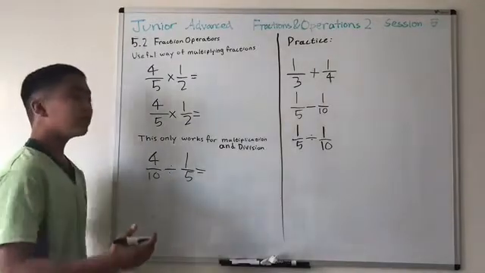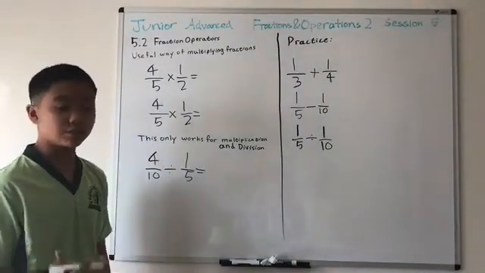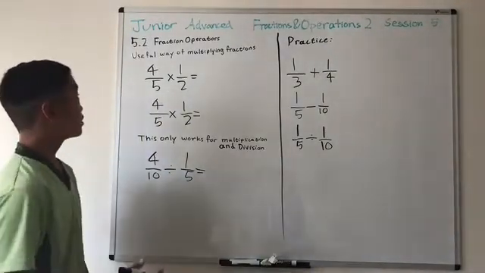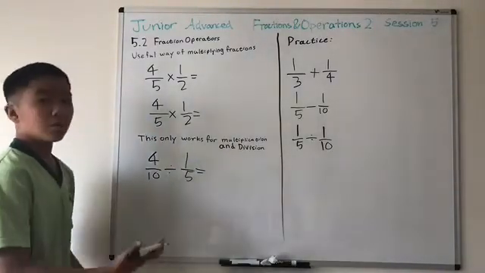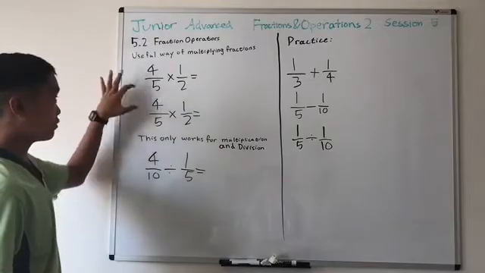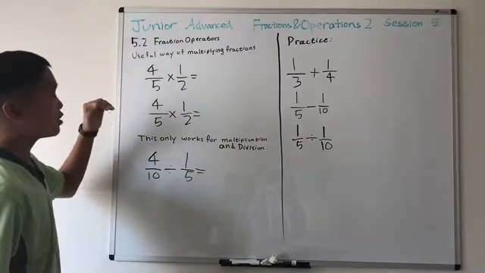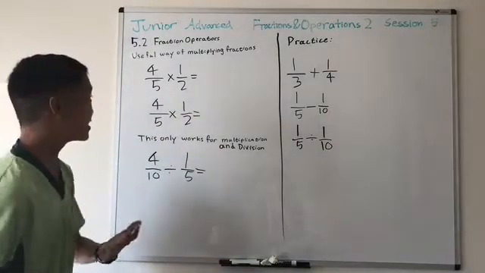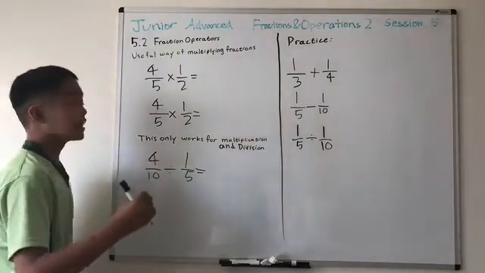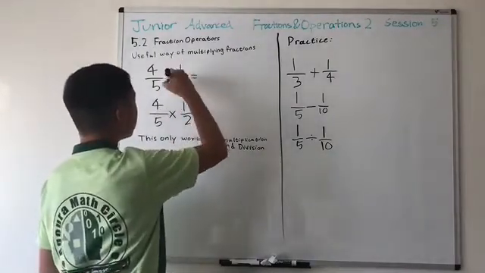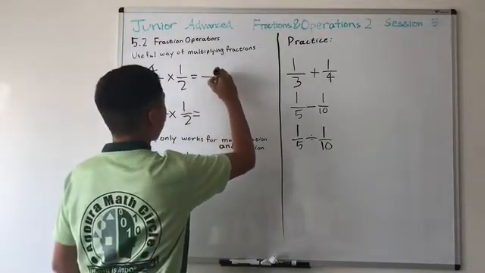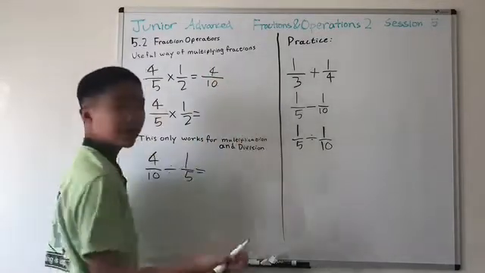Continuing on to 5.2, fraction operators. We already reviewed how to do addition and subtraction from last session. Now let's look at a useful way for multiplying and dividing fractions. We have the same equation written 2 times. Let's first do it how you were taught last session: 4 over 5 times 1 over 2. Normally you'd multiply these two, and you'd get 4 over 10.